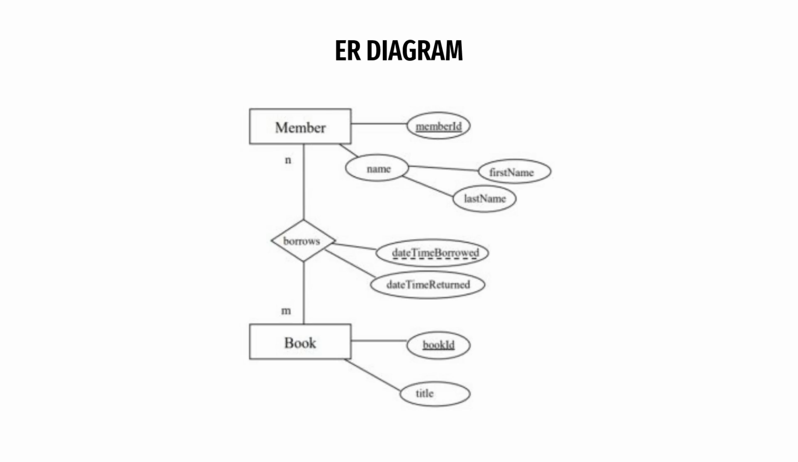Member and book are related by the relationship known as borrows. Here borrows is a relationship and it has two attributes, namely date time borrowed and date time returned. Date time borrowed is represented by dotted lines. That represents it is a derived attribute. So this is the entire ER diagram.